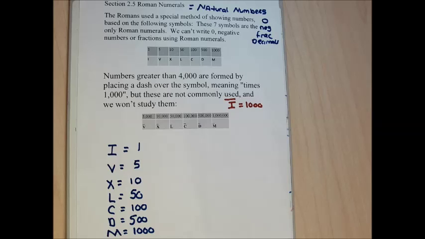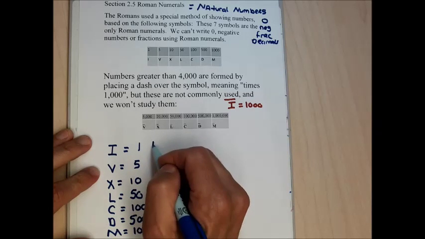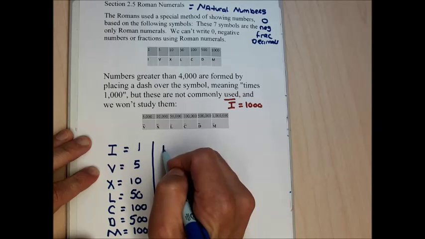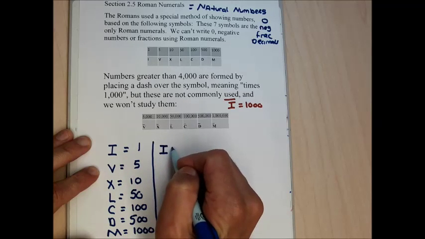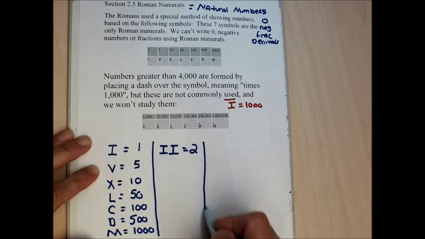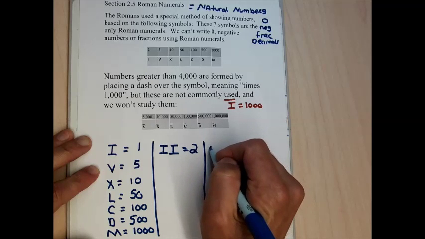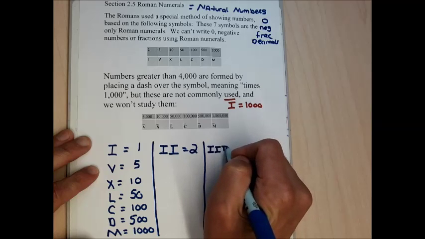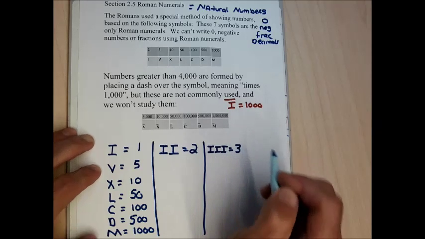For a lot of the Roman numerals, we can create bigger Roman numerals by making several of those Roman numerals in succession. And we can do that with the I's. If you write 2 I's next to each other, that's going to be 1 plus 1, which is going to be representative of 2. If you write 3 I's next to each other, that's going to be representative of 3.